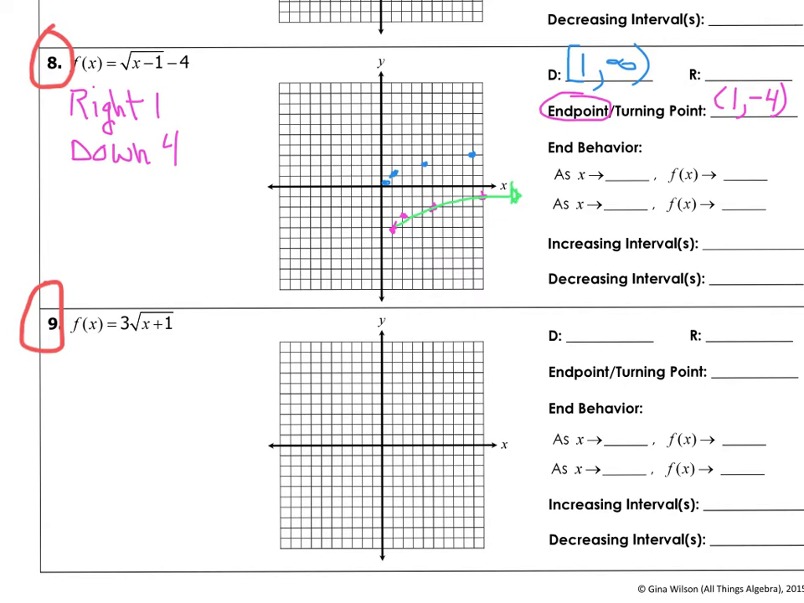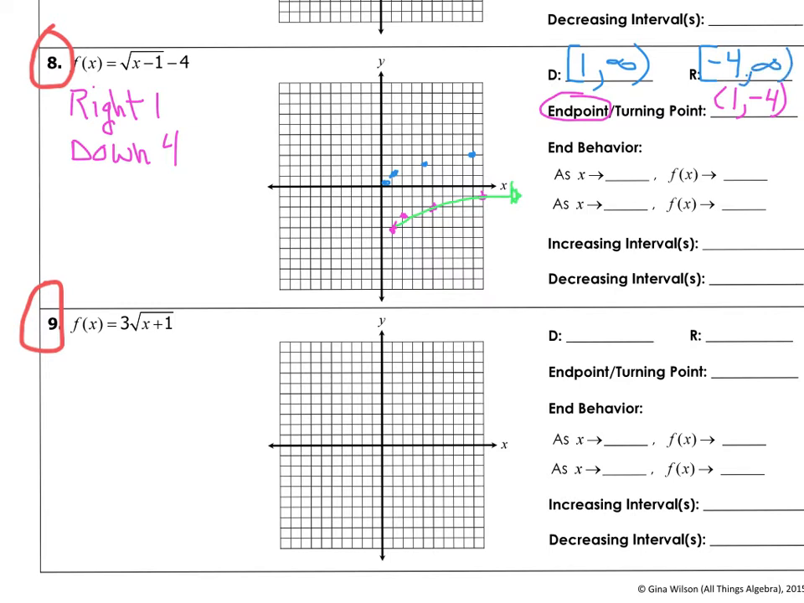Then our range goes from low to high. So our lowest range value again starts here at this endpoint. With the endpoint, the y value is negative 4. So our lowest y value is negative 4. Is negative 4 included in the range? Yes, it's part of that endpoint. And then it goes up infinitely, right? So it goes to positive infinity.